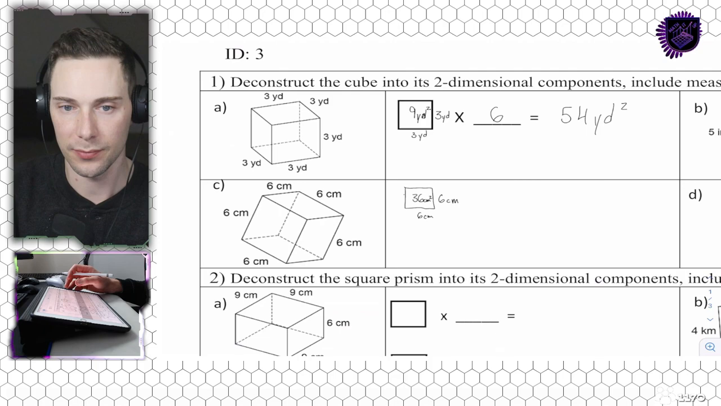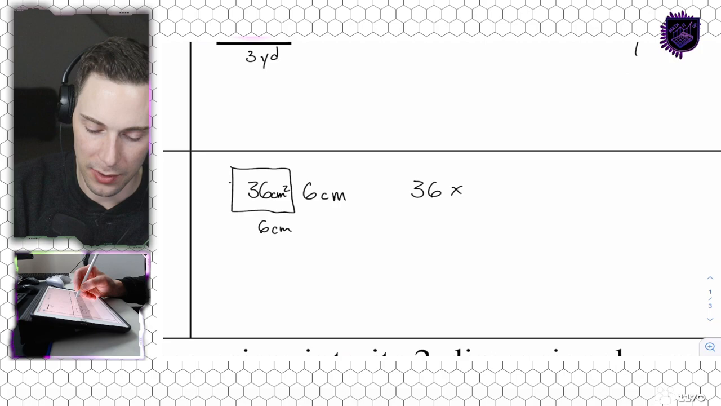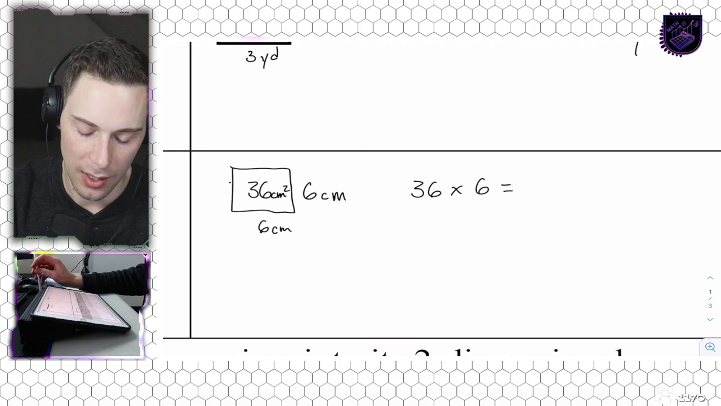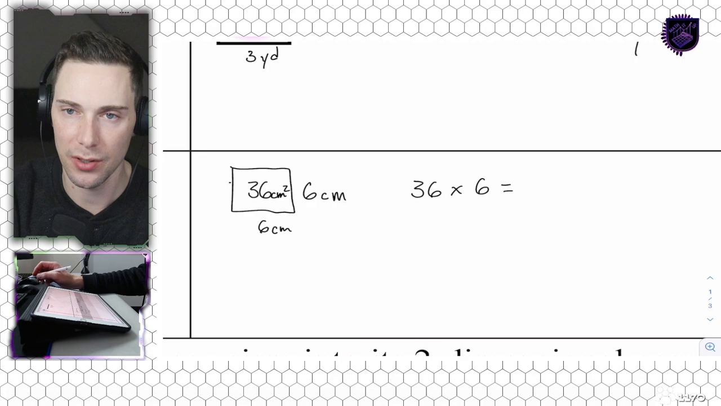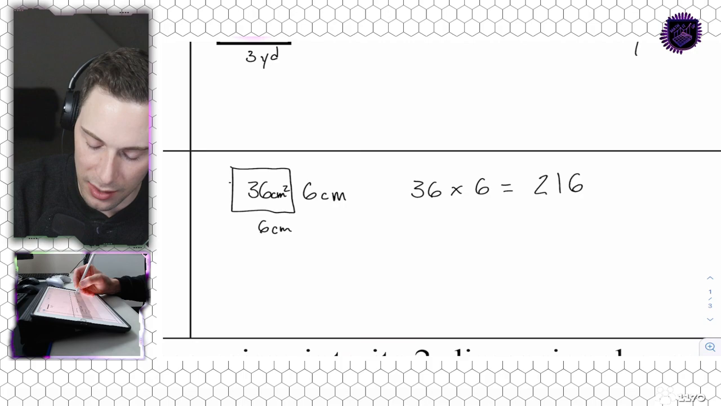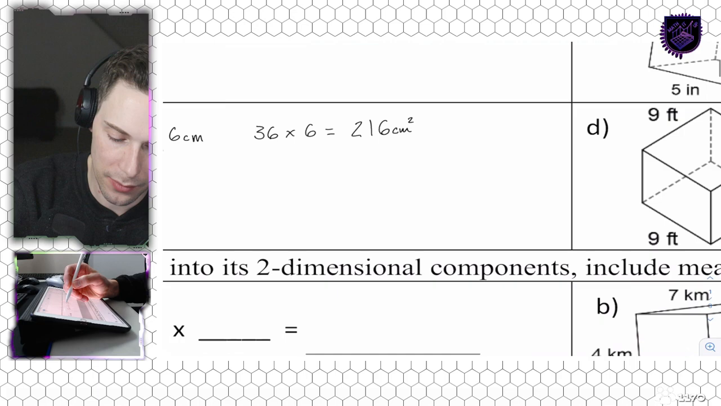And we're going to want to take that and multiply it by the number of sides. So 36 times 6 is going to be equal to 180 plus 36, 216 centimeters squared. And that will be our answer. I'm going to square my answer.